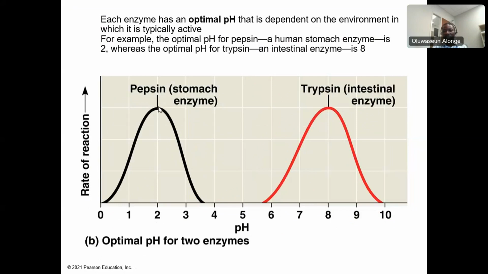Again, look at this pH, the same concept, optimum pH here. Anything below that, the protein begins to denature, begins to die or break down, which is what we call denaturation.